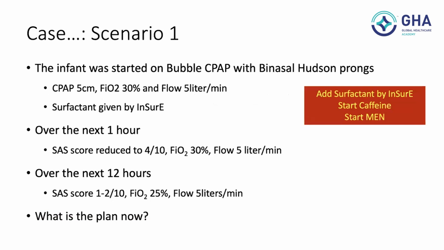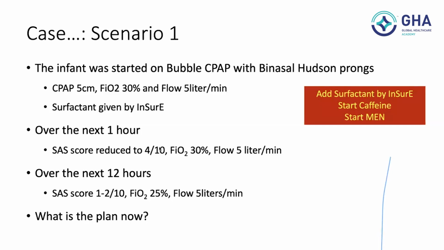Over the next hour, the Silverman-Anderson score started decreasing from 7 to 4. The FiO2 was still at 30%. Flow rate of 5 was able to generate the bubbles. And over the next 12 hours, this is what happens. You see the dramatic improvement. Silverman score has almost become negligible. So the baby's FiO2 was reduced from 30 to 25% because the saturation was always above 94, 95%. Flow rate was continued on 5 liters because bubbles were seen in the bubble chamber.